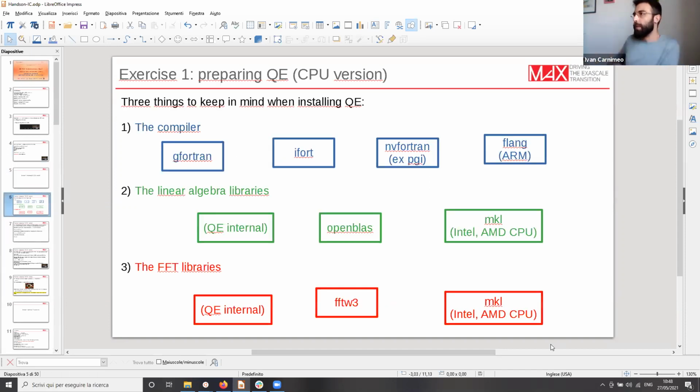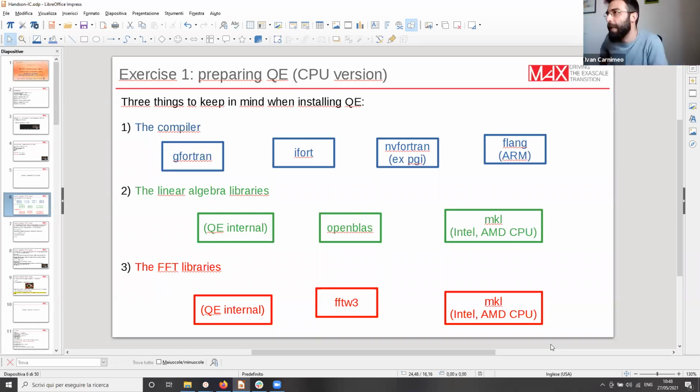Let me say a few things. Let me just recap what Pietro said before. I think from a practical point of view, there are 3 things you should keep in mind when compiling a version of Quantum Espresso. The first one is the compiler.